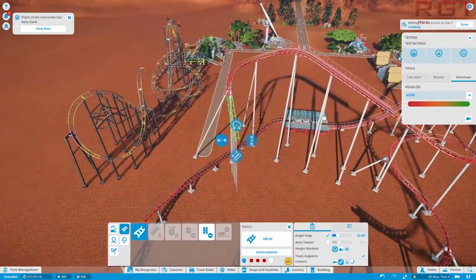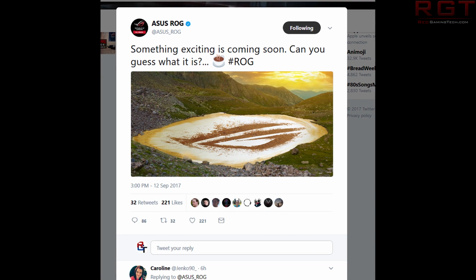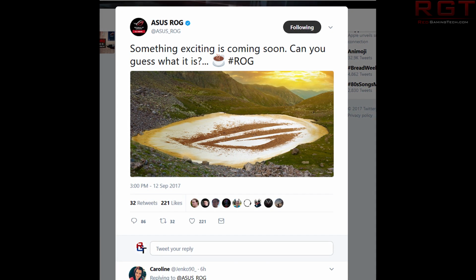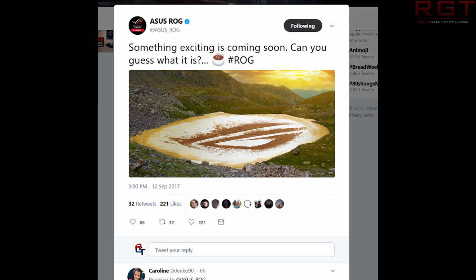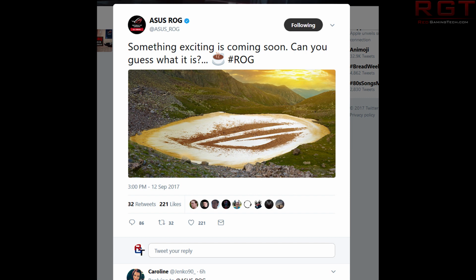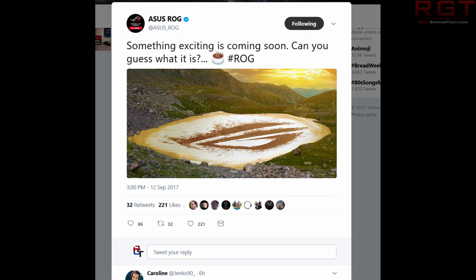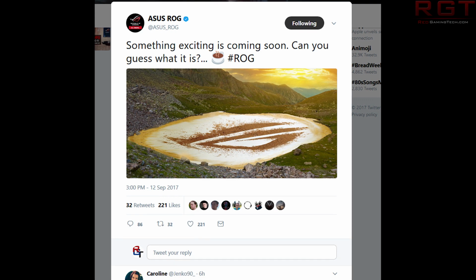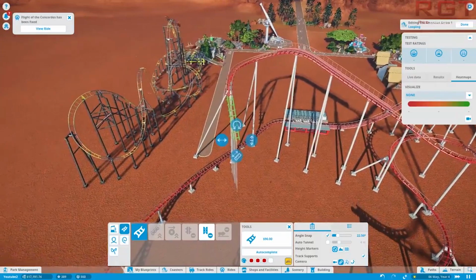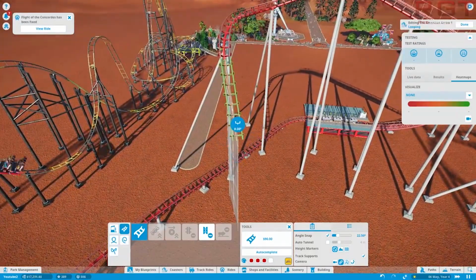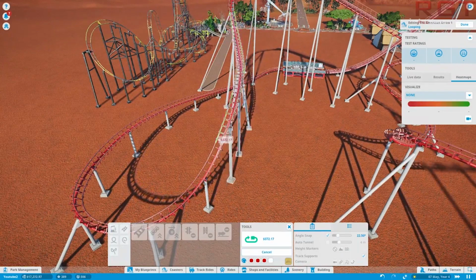As they teased on Twitter that, quote, something exciting is coming soon. Can you guess what it is? And, well, you can see the image. And, well, it looks like a lake of coffee, wouldn't you say? So it's pretty clear that Asus are going to be giving us some coffee lake motherboards to drool over quite soon, I would imagine. So for those of you who are perhaps toying with the idea of getting yourself a coffee lake CPU for your next upgrade, well, perhaps tuck that under your hat for future reference.